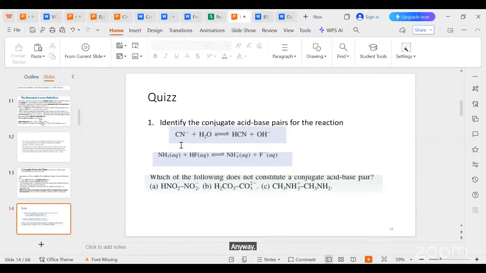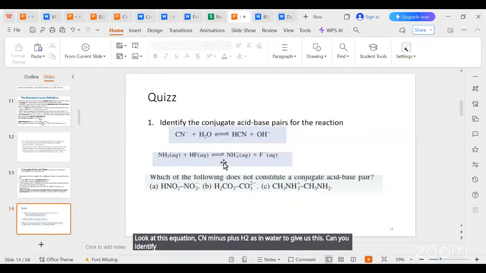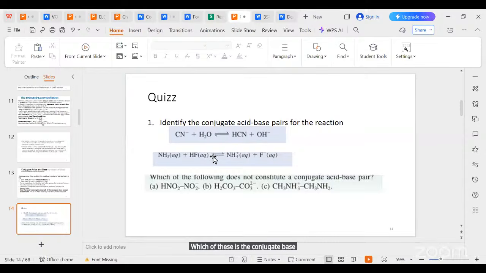Anyway, look at this equation now. Those of you that are on the Zoom link, look at this equation, CN minus plus H2O, water, gives us this. Can you identify which of these is the conjugate base? Okay, for this, which of these is the conjugate acid? And for ammonia, where is its conjugate? Ammonia is a base, so where is its conjugate acid? Ammonium ion. Okay, then let me rephrase that question. I want to know the conjugate pair for this.